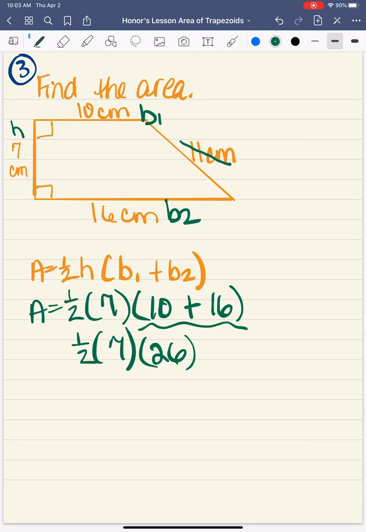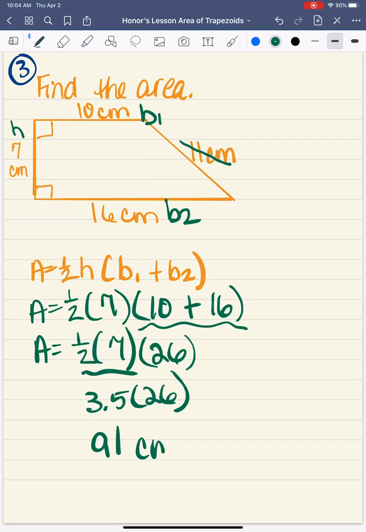So if you can do half of 7 in your head, that's fine. 3.5. Remember, the other way, if you need to use your calculator, is to divide by 2. So this would be 3.5, and then multiply that by 26. And that'll give us 91 centimeters squared.